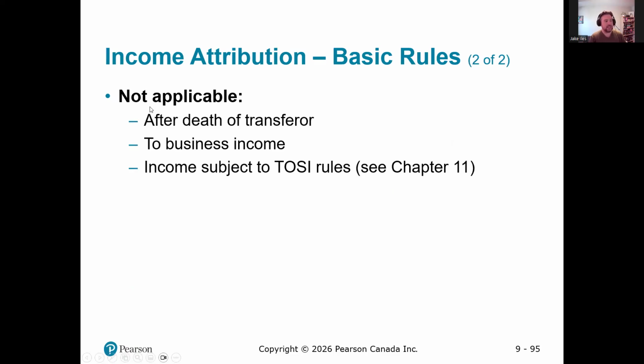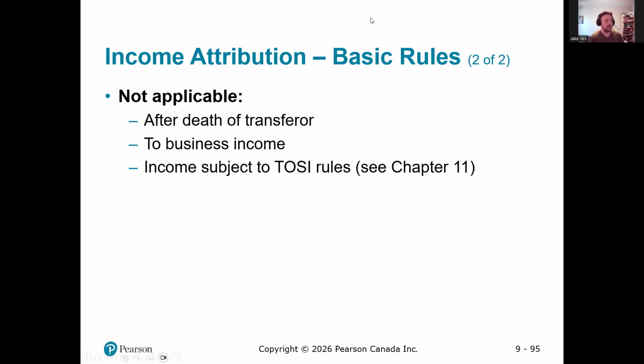Income attribution doesn't come into play after my death. So if I'm still alive and I transfer the asset, I'm likely transferring it to them to receive the preferable tax treatment. But if I die, I'm not transferring those assets for tax savings. I'm transferring those assets because I'm no longer alive to own them. So attribution rules don't come into play if the transferor has passed away.